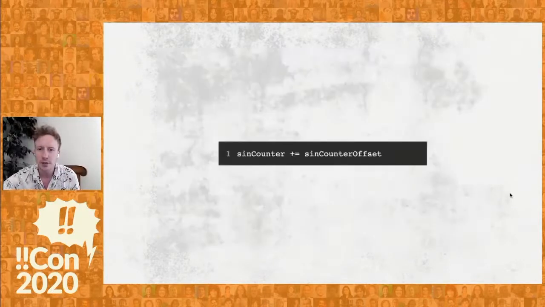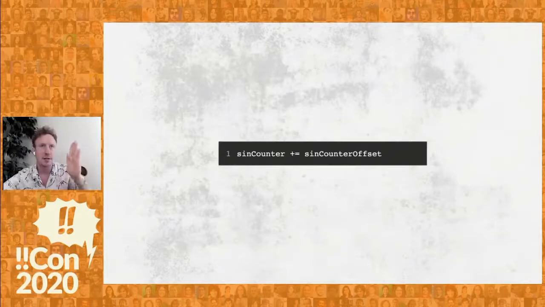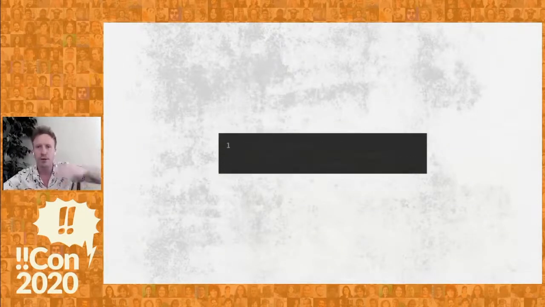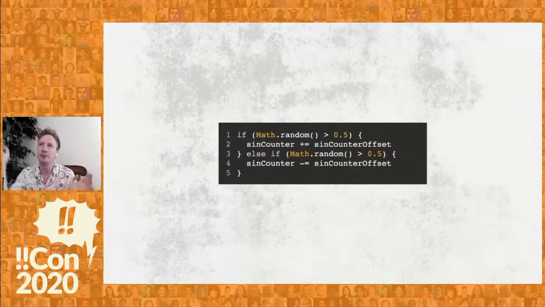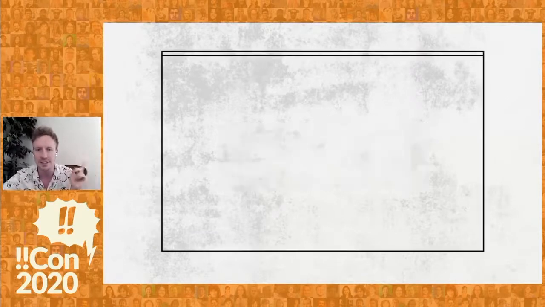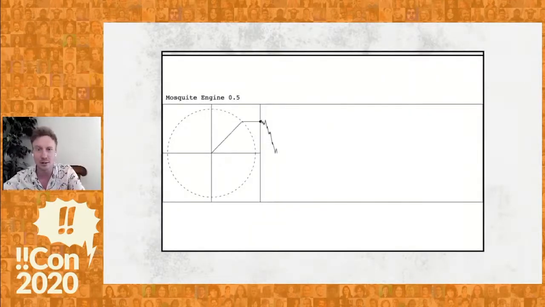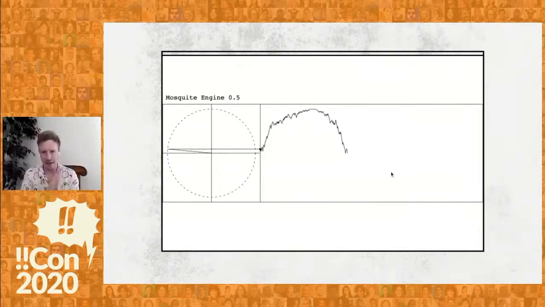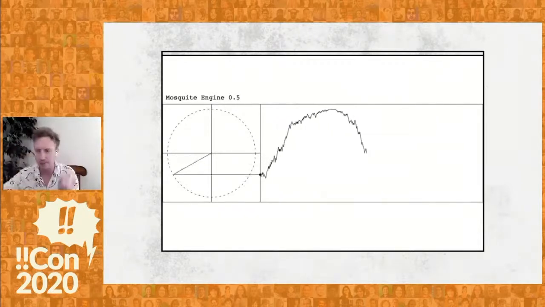So I decided to, rather than completely just keep adding to the sine counter, putting it round and round, decide that 25% of the time I would move backwards and 50% of the time I would move forwards. And the other remaining 25%, it would just stay static, which gives us this staggered Mosquito engine. I call it Mosquito engine 0.5. And if you were to listen to it, you can hear that there it is much, much more like a mosquito.